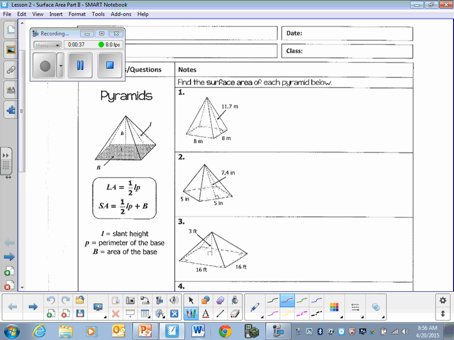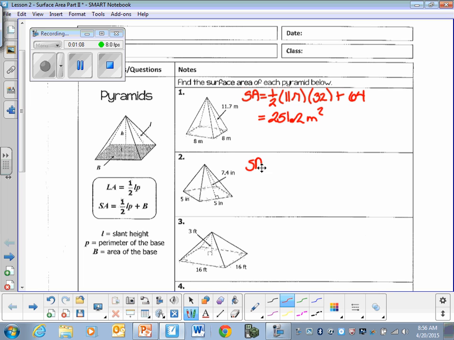So, quite different. As we look at this first one, our surface area will equal 1/2 my slant height, which is 11.7, times my perimeter, which is 32, plus the area of the base, which is 64, 8 times 8. So in this case, 251.2 meters squared.